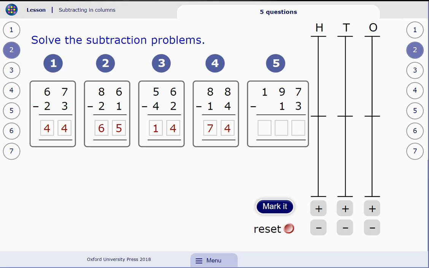So question 5, we can do it exactly the same way. 7 ones minus 3 ones is 4. 9 tens minus 1 ten is 8 tens. And then I've got 100 minus no hundreds.